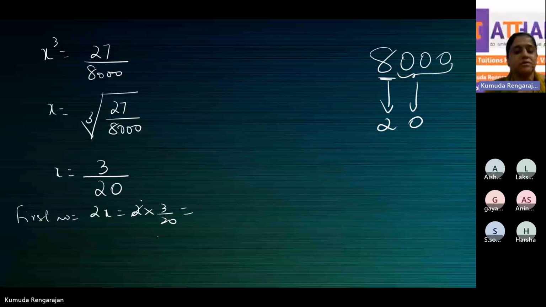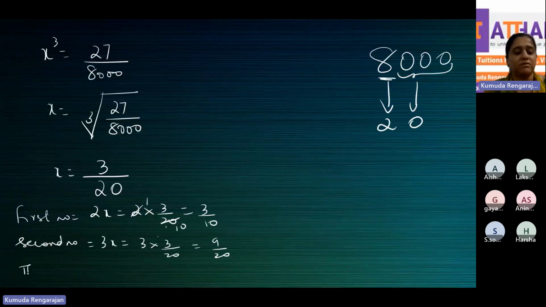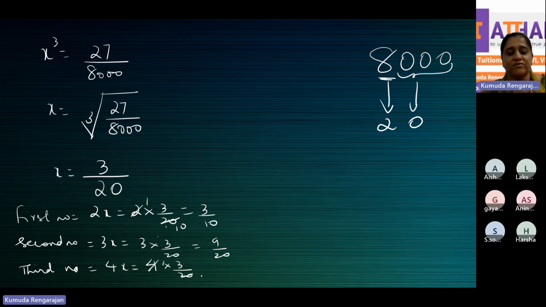The second number is 3x. That is 3 into 3 by 20, which is 9 by 20. And the third number is 4x, which is 4 into 3 by 20. 4 ones are 4, 4 fives are 20. So the number is 3 by 5. So the required numbers are 3 by 10, 9 by 20, and 3 by 5.